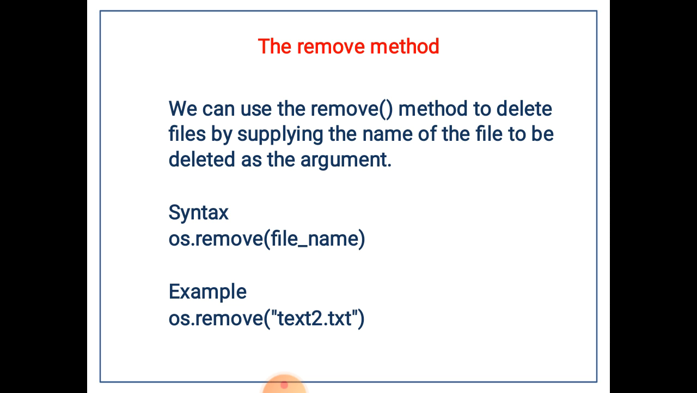The next one is the remove method, which is used to delete the files by supplying the name of the file to be deleted as the argument. Here we have to remember that in order to delete a particular file or in order to remove a particular file, we have to exactly know what the file name is. Without knowing the file name and the dot extension, we cannot remove a particular file in Python.